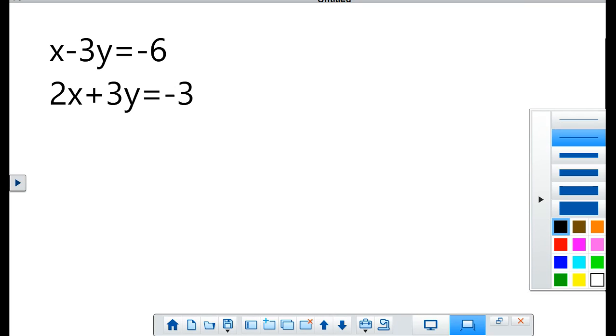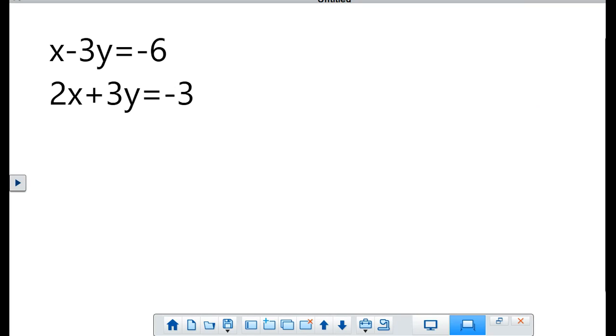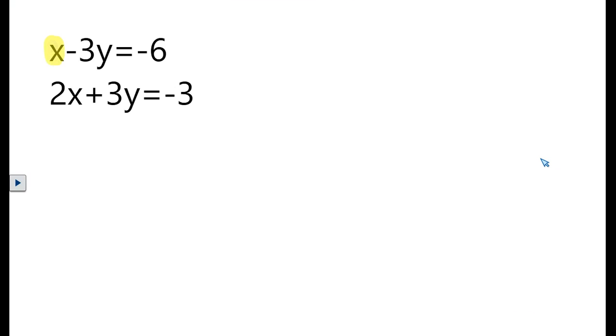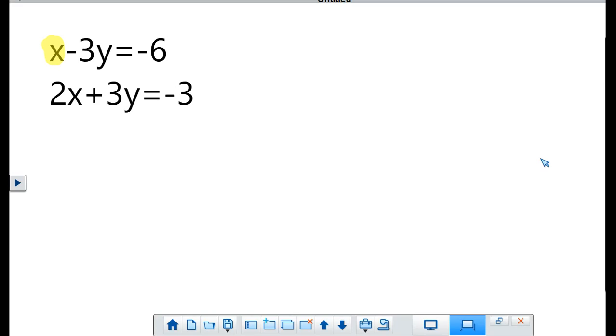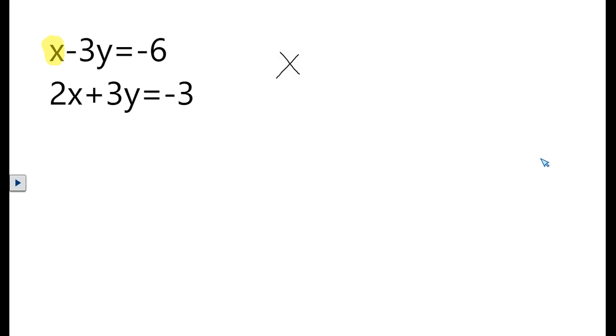Now the idea here is we want to do a little substitution. So I want to take one of these equations and solve it for one of the variables. You really have four options. I could solve the first equation for x, or the first equation for y, or the second one for x, or the second one for y. What I want to do is pick the easiest one. What I notice is in the first one, x doesn't have a coefficient. It's just x. So all I really need to do to solve that is get rid of the negative 3y. That to me is the easiest one. It requires the fewest steps. So I'm going to solve this for x.